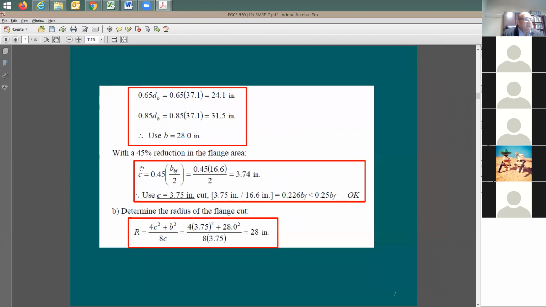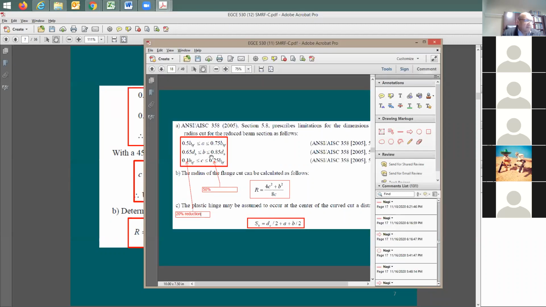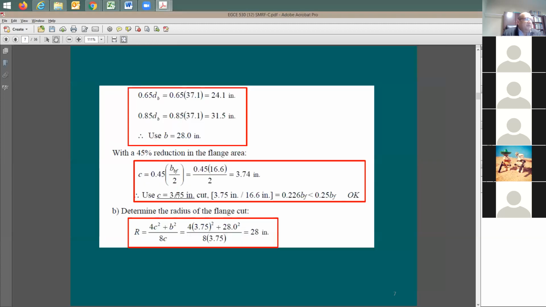So you'd like to keep it close to this value, but you don't want to go beyond it. If I'm going here to 3.75, how much is this going to be? Now divide this by 16.6, it's going to be 22, which means that you're going to be at 44%, right? So I said fine. It's going to be 44%, close to this. Sounds good to me.